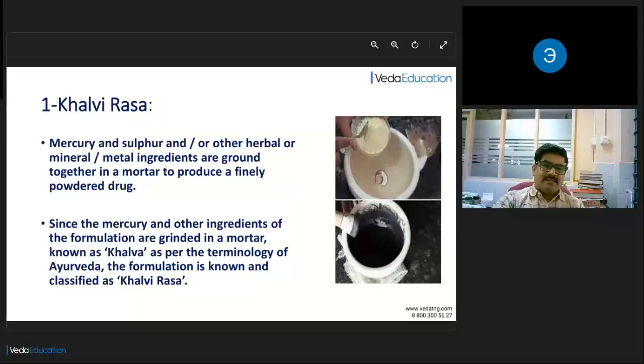So almost all these medicines, after grinding properly, we will make into small disc-like, coin-shaped structures, and then that will be kept under sunlight for drying. Once it's dried completely, again that will be powdered perfectly. Again that will be rolled into pills.